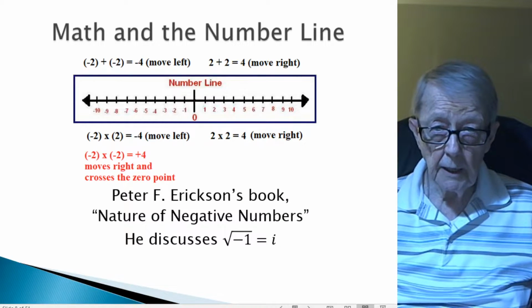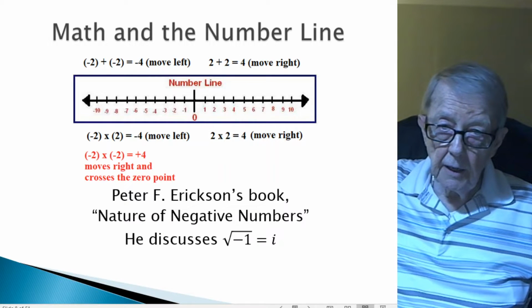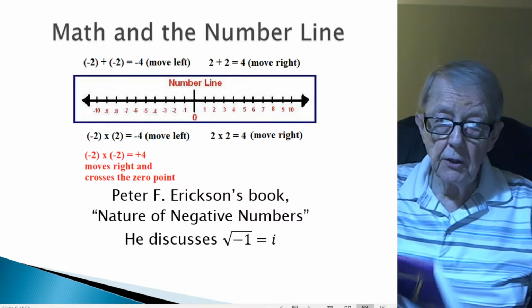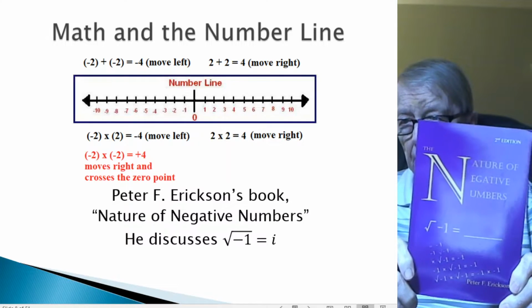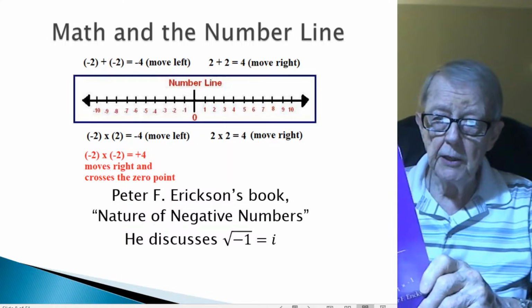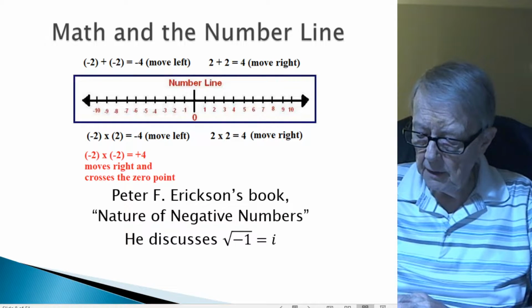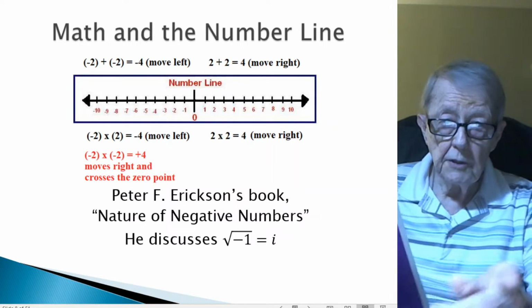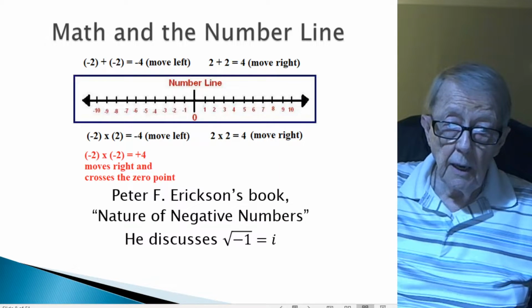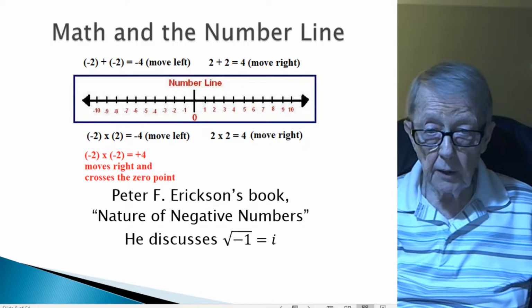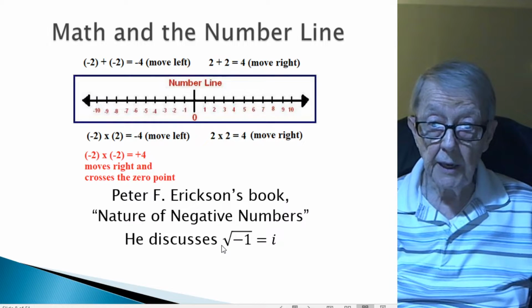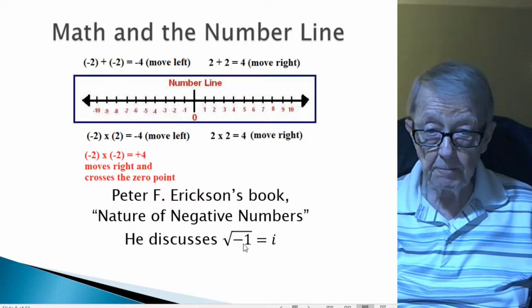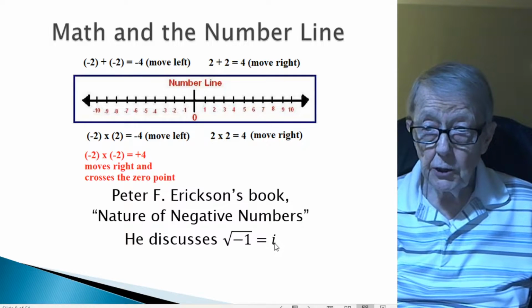It doesn't work. Well, Peter Erickson has written a book called The Nature of Negative Numbers. This is his book. By the way, I stole this from my son David, as I usually do. And it's all about negative numbers, this problem in particular. And he even discusses the squirrely negative of a square root of a -1, which we often call imaginary because we don't know what else to do with it. And it is useful in engineering.